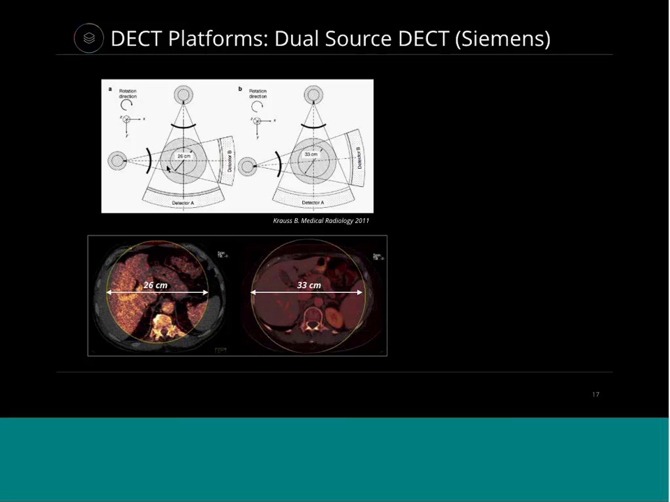So this tube and detector is actually smaller than tube A. And you have to make it smaller, because how do you fit all that hardware into one gantry, okay? And they're also offset, as I mentioned, 90 degrees. What that does is that sometimes creates some cross-scattering of x-rays. But the main thing is it creates this limited field of view.